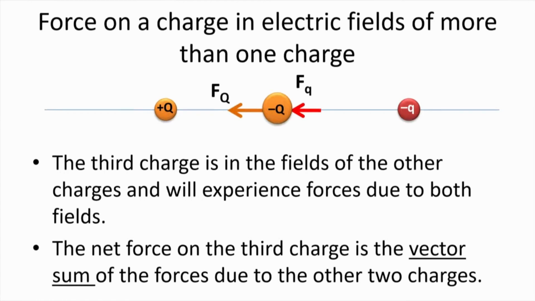Because both forces are along the same line, in the same direction, to get the magnitude of the resultant you will just add the magnitudes of those two forces. But remember, to get the net force on the third charge, you must take the vector sum of the forces due to the other charges, right? If they were in opposite directions, you would have to subtract them, okay? All right.